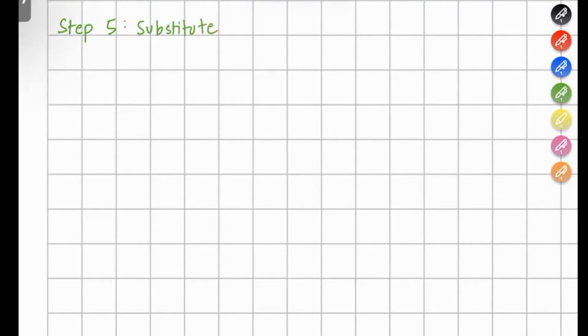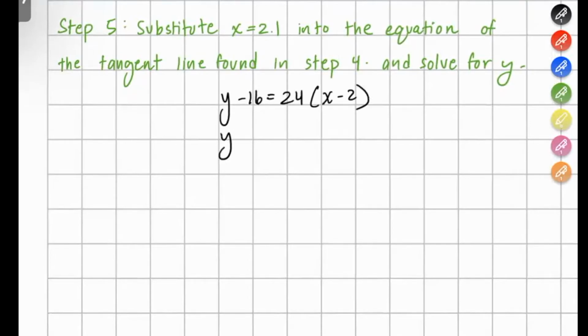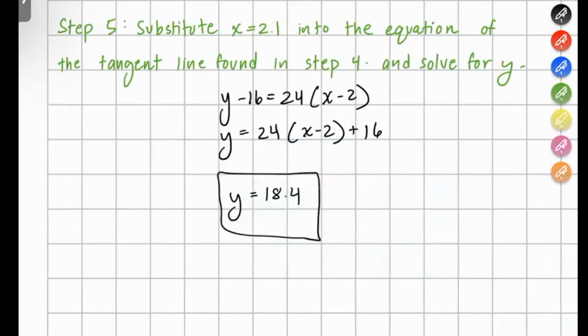In the final step, step 5, we substitute x equals 2.1 into the equation of the tangent line found in step 4 and solve for y. y minus 16 equals 24 times (x minus 2), which simplifies to y equals 24 times (2.1 minus 2) plus 16. Then we solve for y, which gives us 18.4.